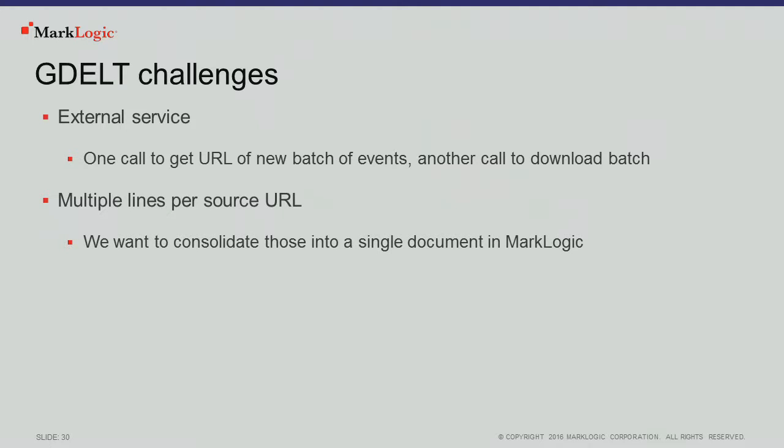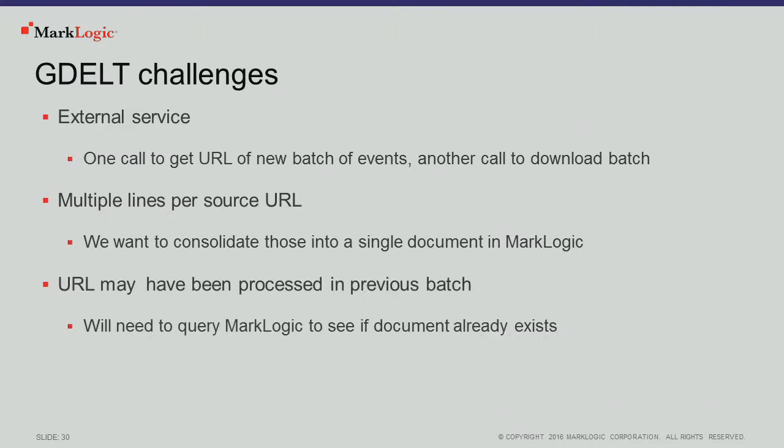That's often the case. We get data sets and we're not sure why they're the way they are, but that's how they are. We have to deal with it. In this case, I'd really like to consolidate all those different lines into one document. I don't want to have many documents that are almost the same with the same source URL except for a couple elements. So this is going to be an example of doing entity resolution.